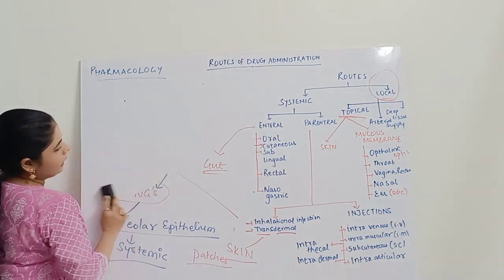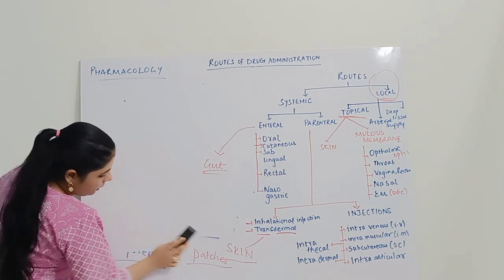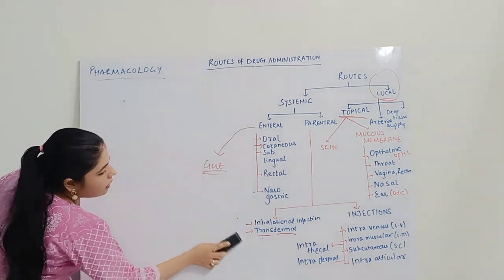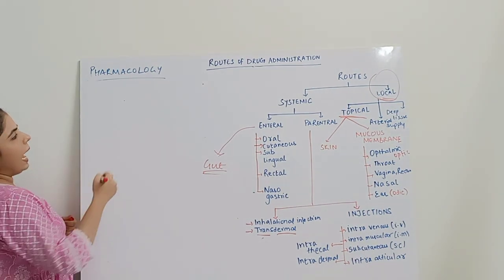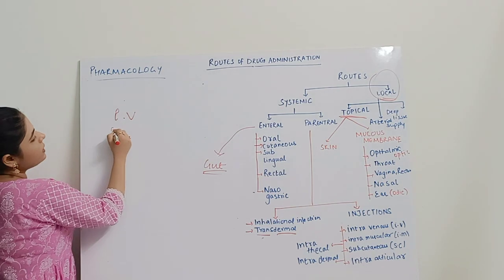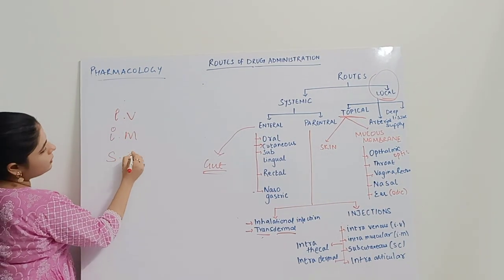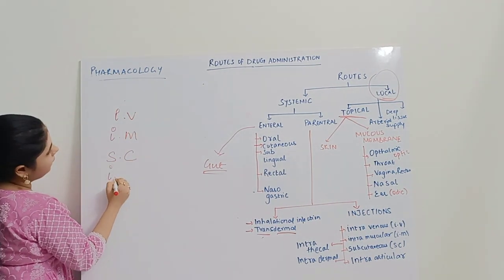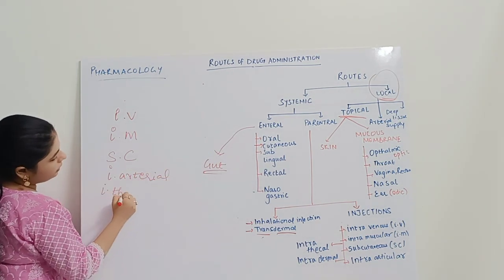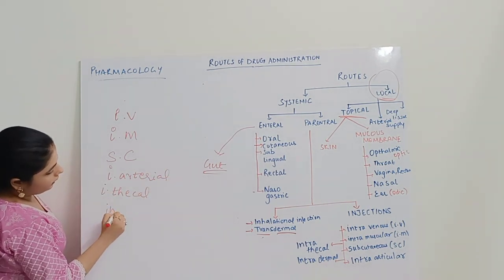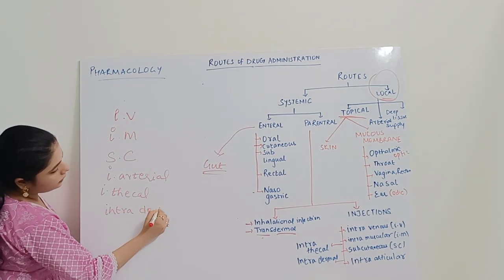So I'm clearing this off and focusing on the last one, that is injection, the injecting of the drug via different passages. Here the first one is IV, that is intravenous. Then we have intramuscular, we have subcutaneous, we have intra-arterial, we have intrathecal, and we have intradermal.